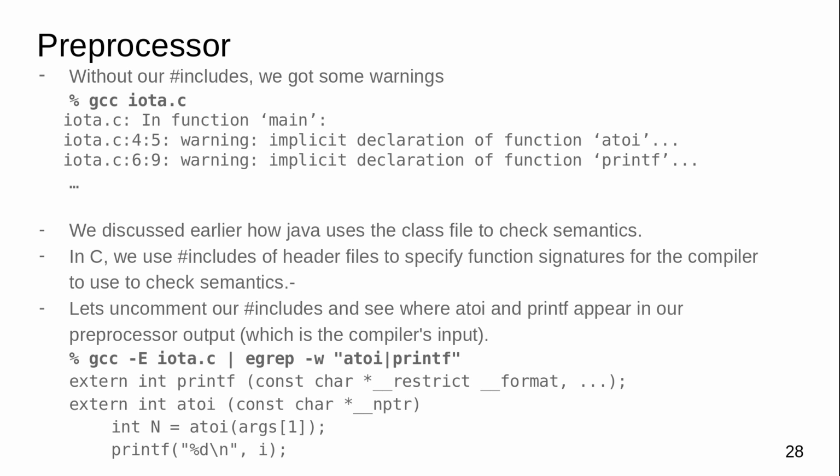So right here, we're again just putting our program through the preprocessor, and then we're searching for the terms atoi and printf with grep right afterwards. We're using a type of grep called egrep, which allows for regular expressions, and this is just saying find instances of atoi or printf. So here we see there's a definition extern int printf, and then there's a bunch of arguments it takes, and there's also extern int atoi, and there's one argument that it takes. And then down below it, we also captured where these functions are actually called.